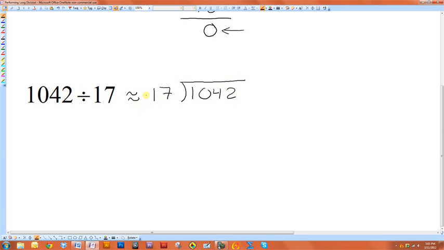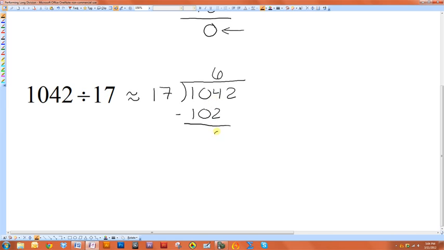Okay, so the first thing we ask ourselves is, how many times will 17 go into 1? It won't, so we ask 17 into 10. Also won't, so we're going to have to go all the way out to this third digit here. So 17 will go into 104 6 times, because 17 times 6 is 102. So it's pretty close.